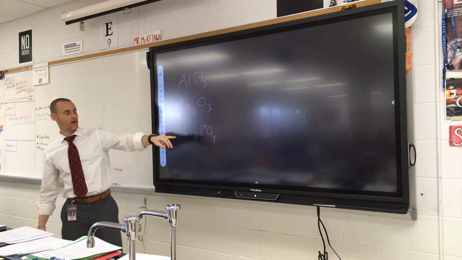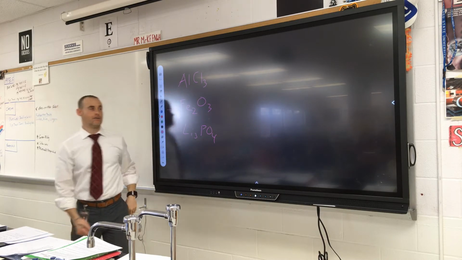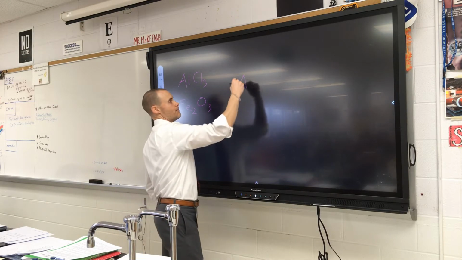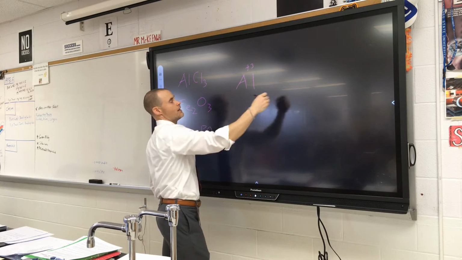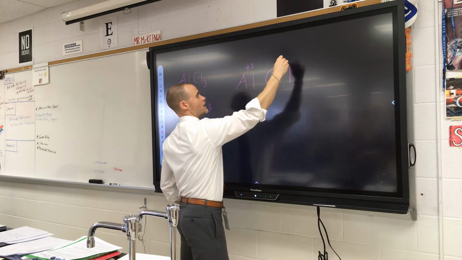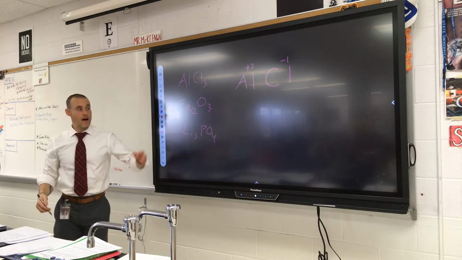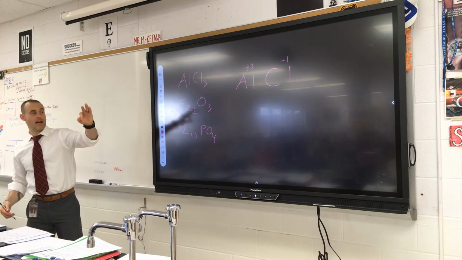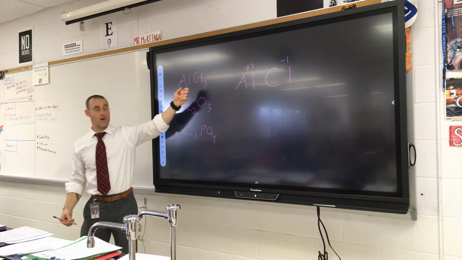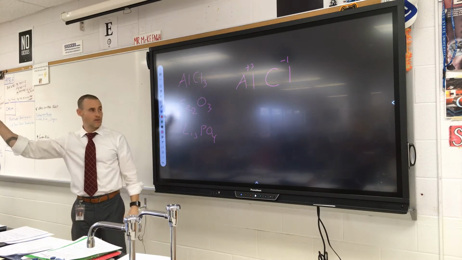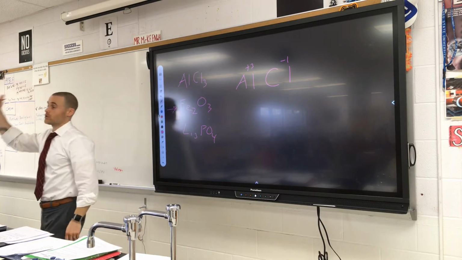AlCl3, Li3PO4. Why do I need 3 Cls? What's the charge on Al? Plus 3. Cl is minus 1. So if I want to make that neutral, I need 3 Cls to balance out the Al, so that's why it's AlCl3. But I told Luke after school, there's a rule called the crisscross rule.